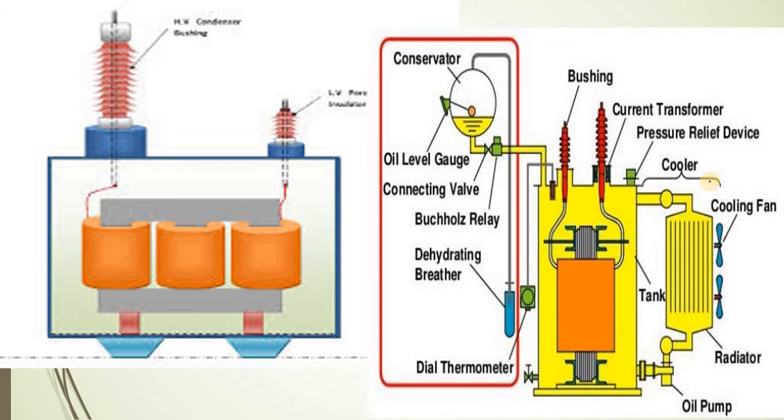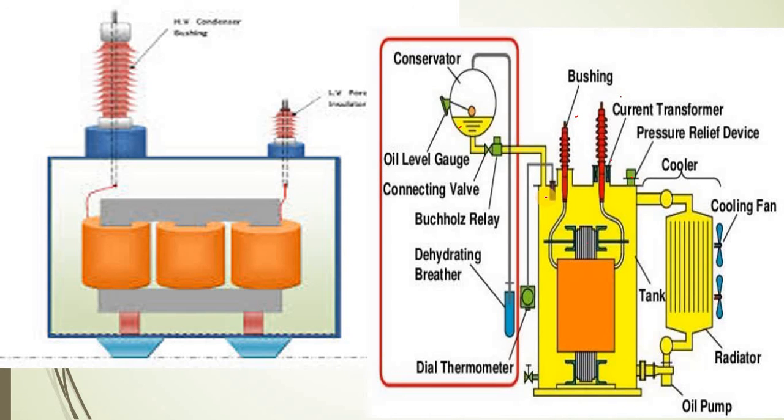Next, in this figure some internal parts are shown. This is the bushing here. Then this is the current transformer. This is the pressure release valve. Then this is a cooler here, so the radiator tank is there. Cooling fans are located over there. This is the main tank of the transformer. Here is the transformer core, and over that the coil is there. And this is the secondary side.